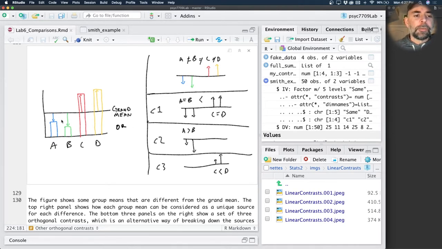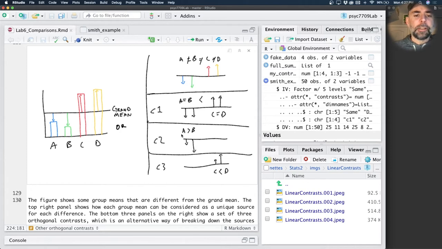Now we can see that there's more to explain in terms of the differences in these group means. It's not that A and B are exactly the same, so there's a little difference there. So if we wanted to describe why these two means are down from the grand mean, we could say, yeah, it's a little bit of this influence.